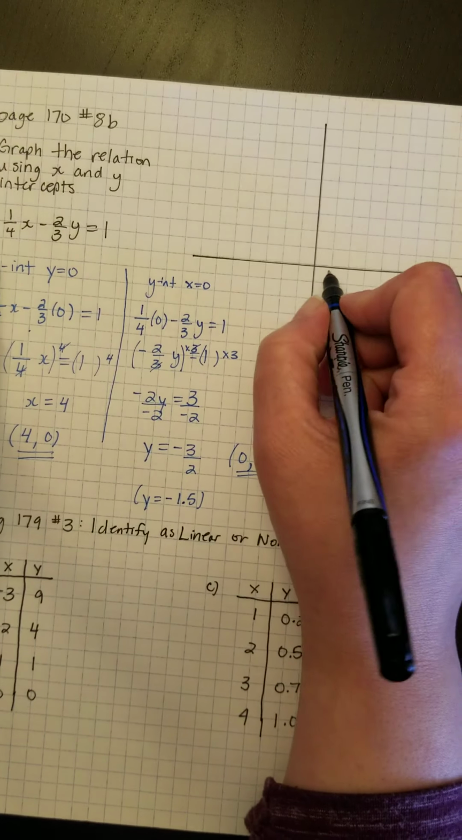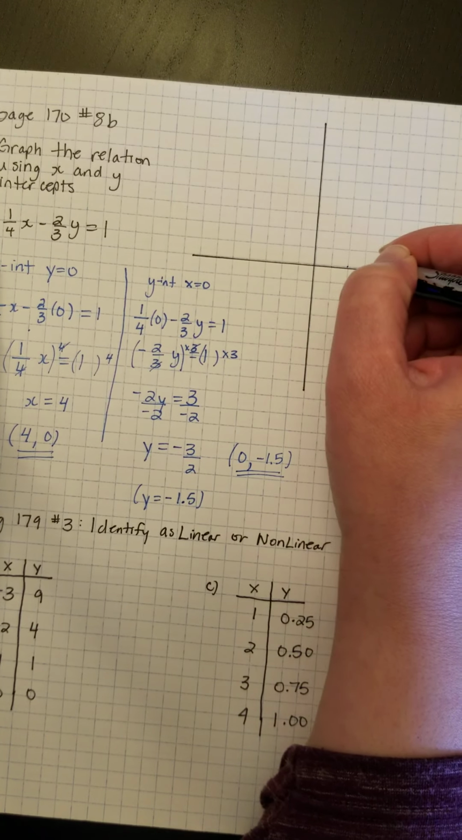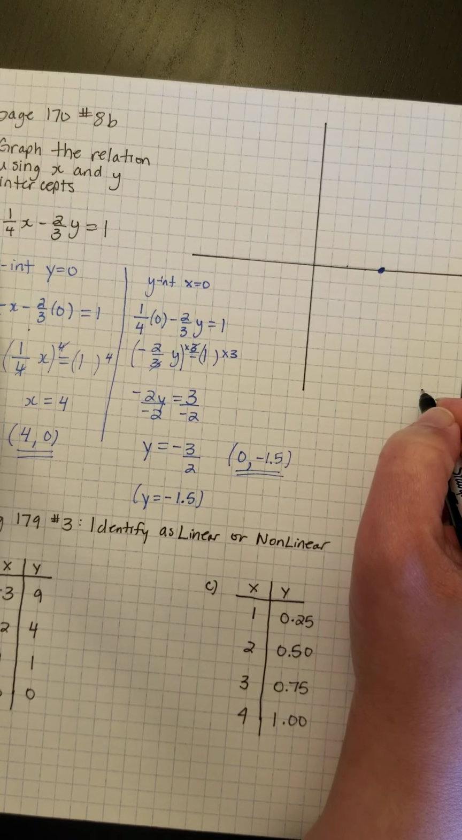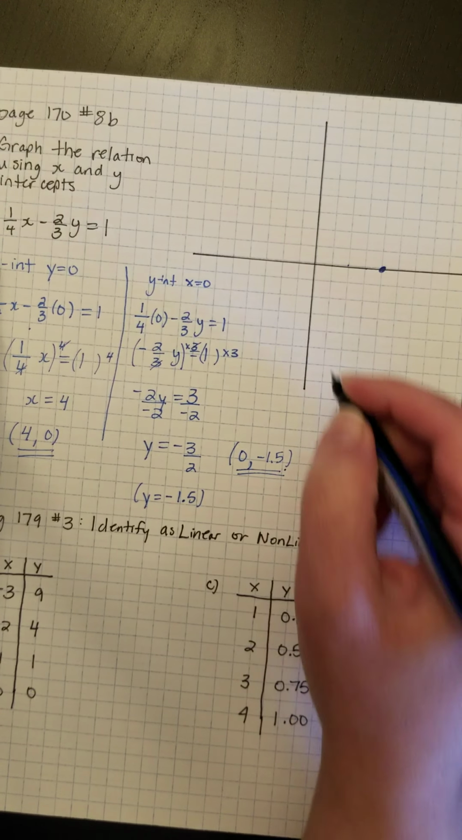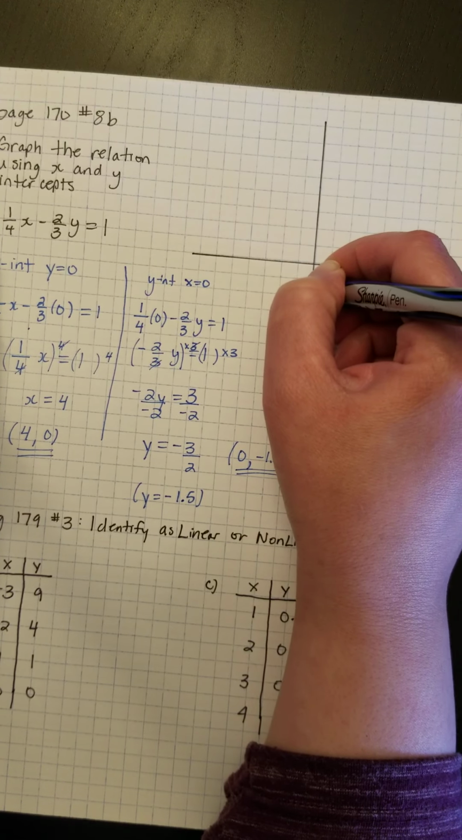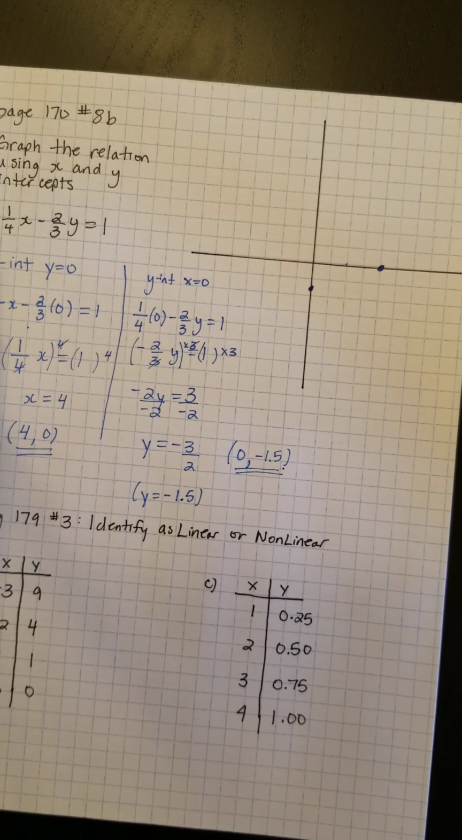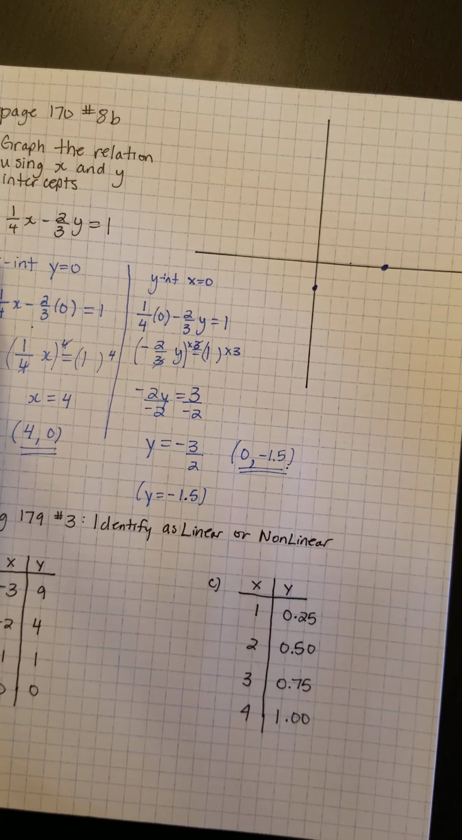So the first point I have is 4 and 0. So I'm going to count 1, 2, 3, 4 over and 0 up and down. That's my x-intercept. And then the other point is 0, negative 1.5. So those are my intercepts. I've gotten them on my graph, but there's a lot of stuff that I'm still missing if I want to get full marks for communication and showing my work here.